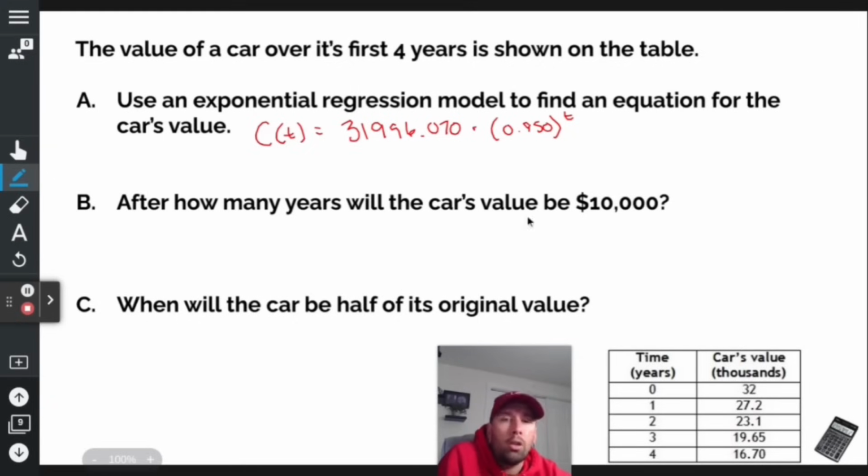So let's see after how many years the car's value will be $10,000. Before I even set this up, what that implies is the car's value is going to be $10,000. So $10,000 is going to equal 31,996.070 times 0.850 to the t. I can do this two different ways, and to make life easier I'm going to graph that in my calculator, see where those lines intersect, and that should give me the answer.